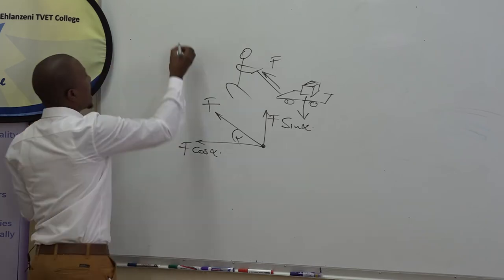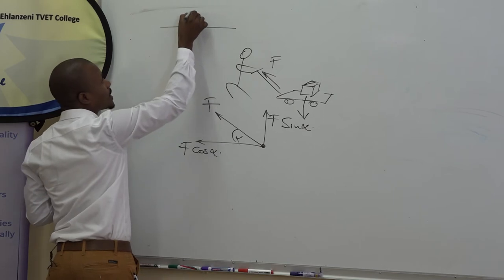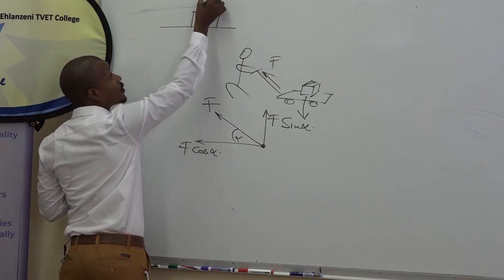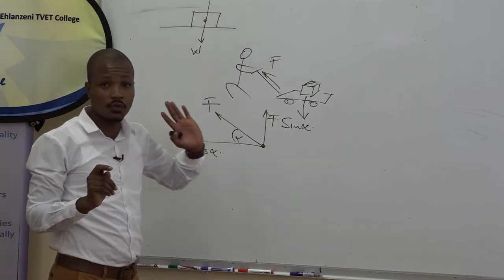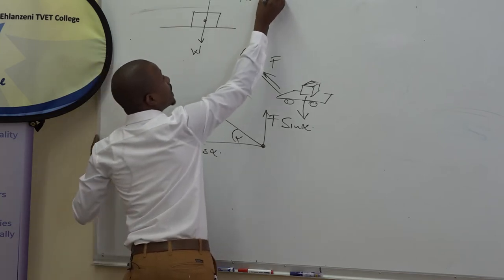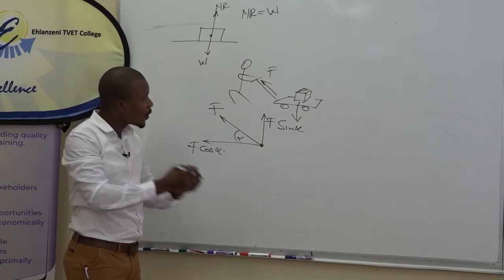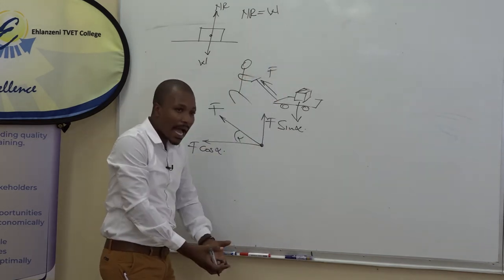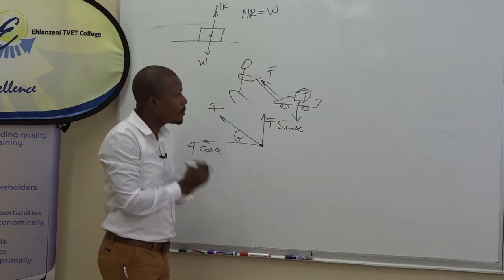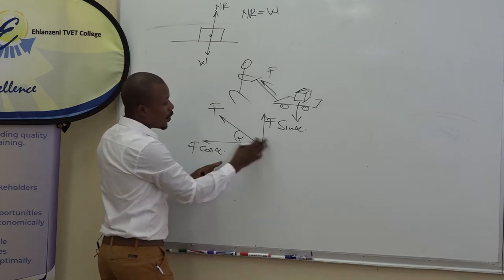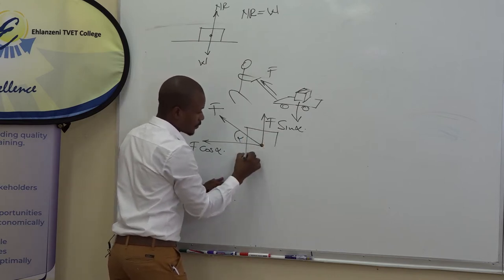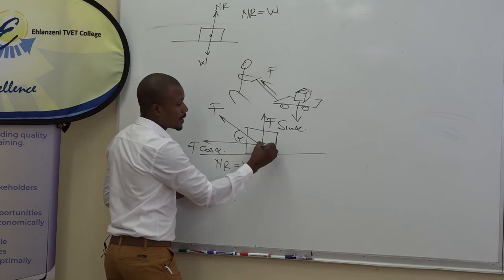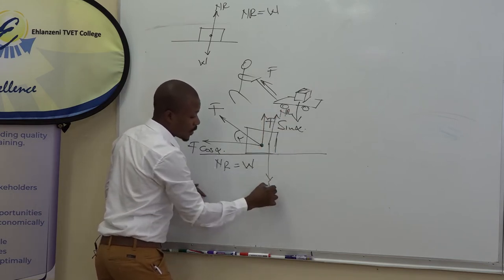Right. Now, if you can remember carefully, under normal circumstances, when you have an object on a horizontal plane, we said that the weight of the object will be equal to the normal reaction. Normal reaction is equal to weight. But when you are pulling this object now, it means that you have subtracted F sine alpha from the weight. You are subtracting a certain amount of weight from the object. So if you have an object like this moving on a horizontal plane, the normal reaction will be equal to the weight. This is our normal reaction. This is our weight.